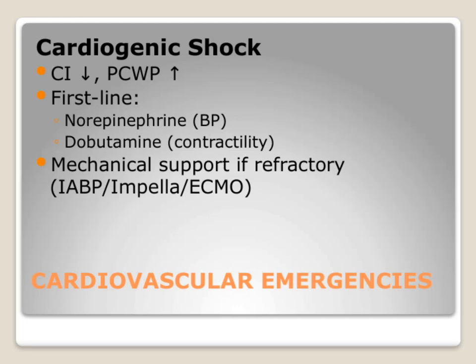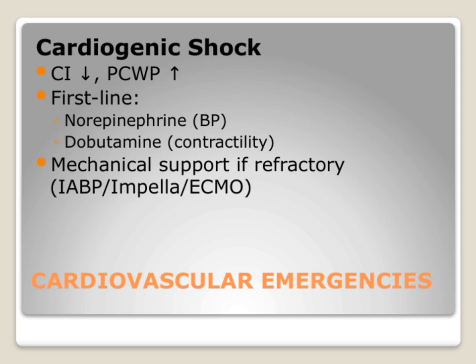All right, let's talk about cardiogenic shock. In this situation, we typically see a decrease in cardiac index, or CI, and an increase in pulmonary capillary wedge pressure, or PCWP. This reflects the heart's inability to pump effectively, leading to poor tissue perfusion and elevated pressures in the lungs. For initial management, our first-line treatments focus on supporting blood pressure and improving heart function. Norepinephrine is used primarily to increase blood pressure by vasoconstriction, helping to maintain perfusion. Dobutamine, on the other hand, is used to enhance contractility, making the heart pump more effectively.